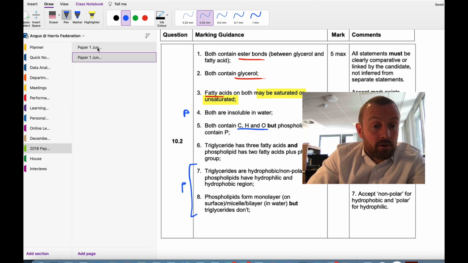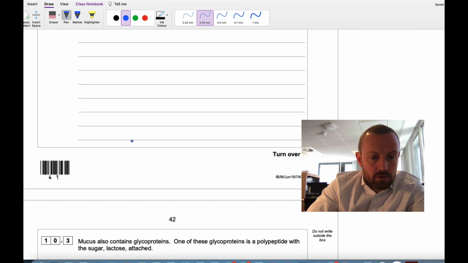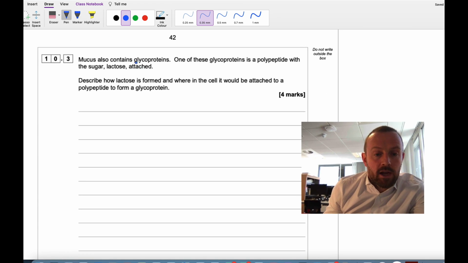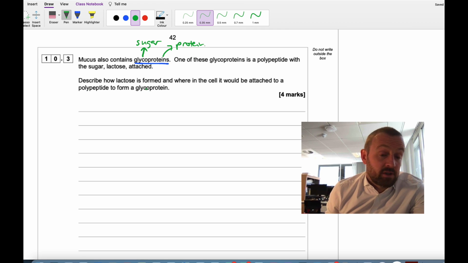Okay, hopefully that was relatively straightforward. Let's move on to the very final question. I think it's the very final question. Yes, it is. Right. Okay. Mucus also contains glycoproteins. So you have to remember what this is. So a glycoprotein is a protein with a sugar attached to it. And they tend to be in the cell membrane. So that's what you need to remember. So it says, describe how lactose is formed, where in the cell it would be attached to a polypeptide to form a glycoprotein. So analyze the question, make sure you do each thing.